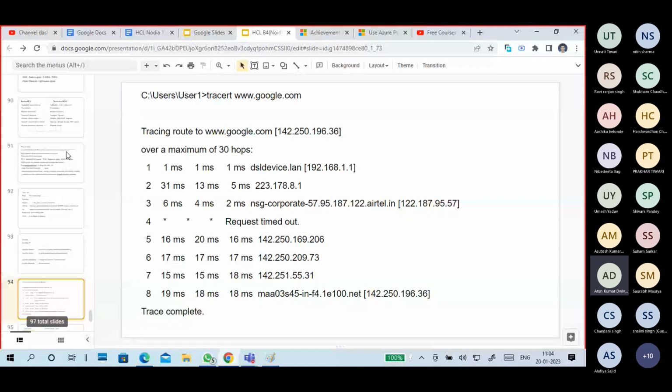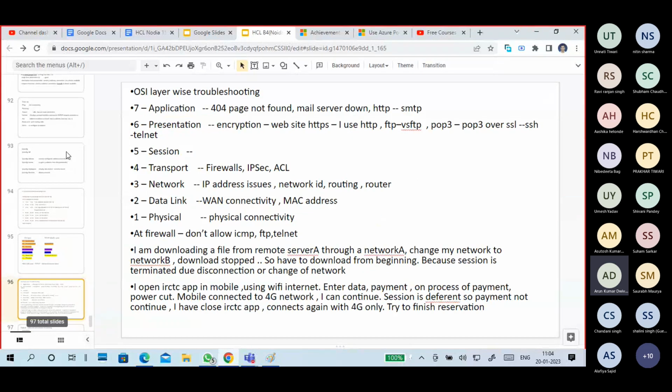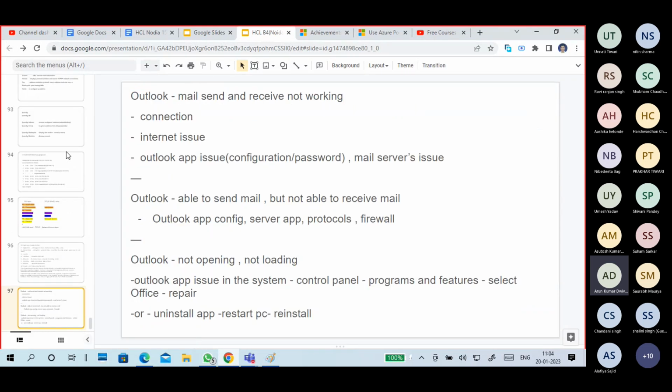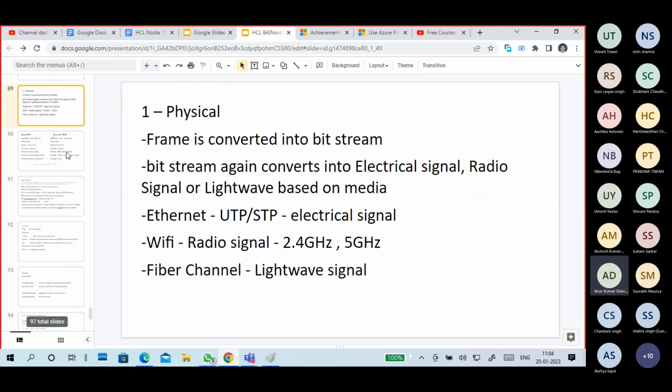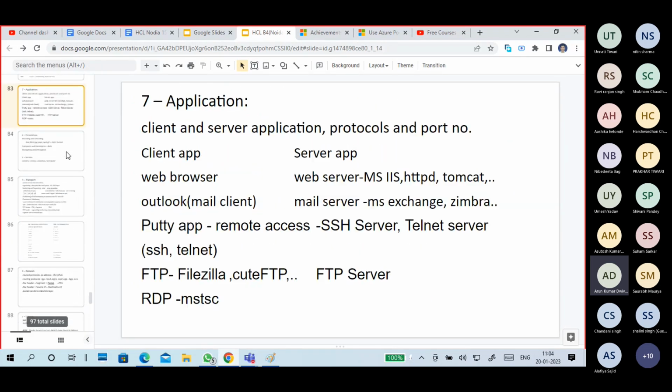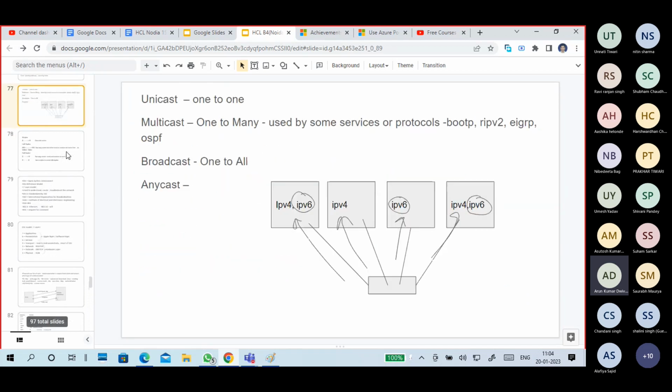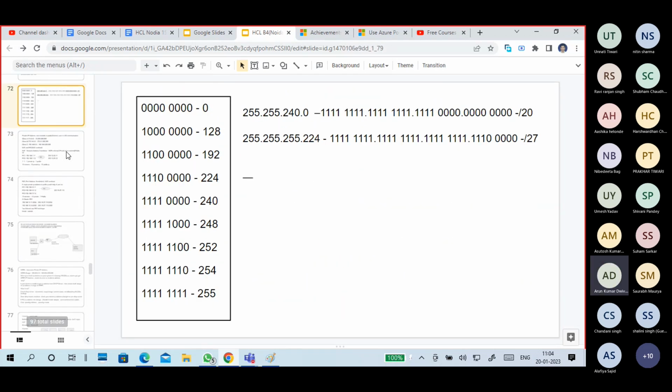Some commands we use in networking. What are those commands? And troubleshooting using OSI layers. If possible, I will try to explain this one also. We have to make time for that. And NAT and PAT techniques. What is NAT? What is PAT? So these are the topics we are learning in our networking basics.